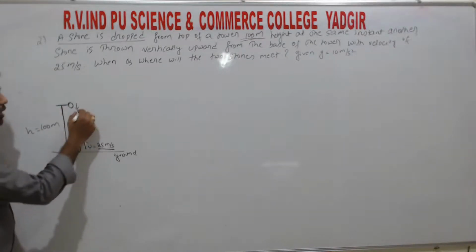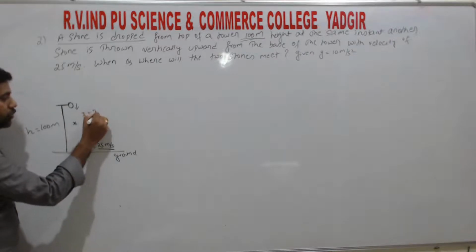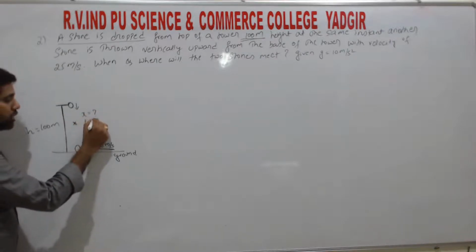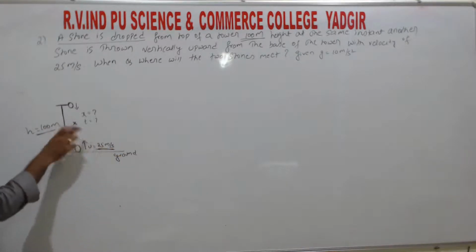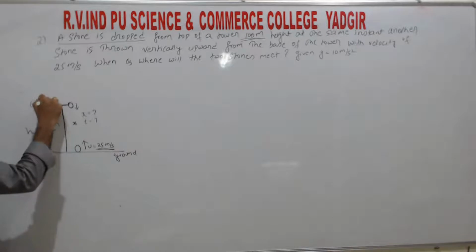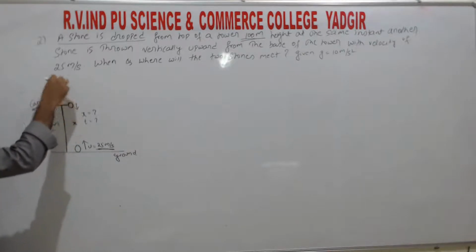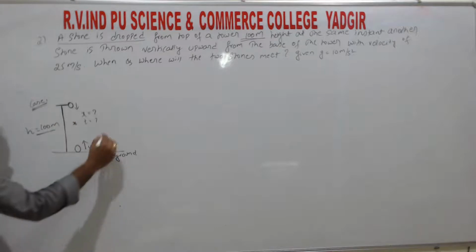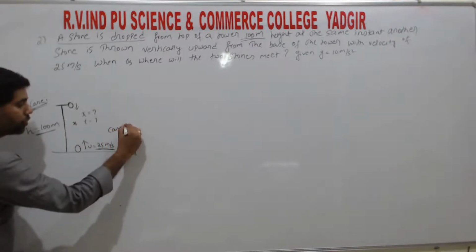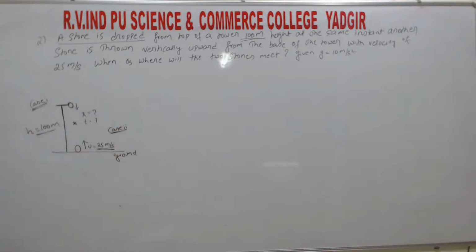We need to find at what distance and at what time these two stones are meeting. Here they have given only the data 100 meter and 25, but these are two separate cases. In case 1, the stone is dropping down, that is vertical motion. In case 2, the stone is thrown vertically upward.